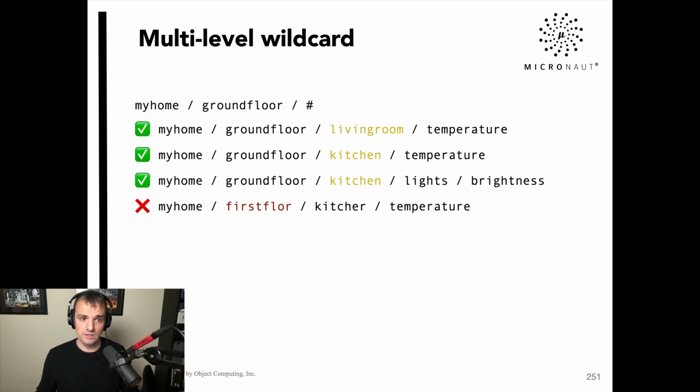Now we have also the multi-level wildcard. With the multi-level wildcard, the idea here is that you use the hash sign, and as you see, you subscribe to the first leaf, but also to topics 2 levels deep from the wildcard, but not for the first one.